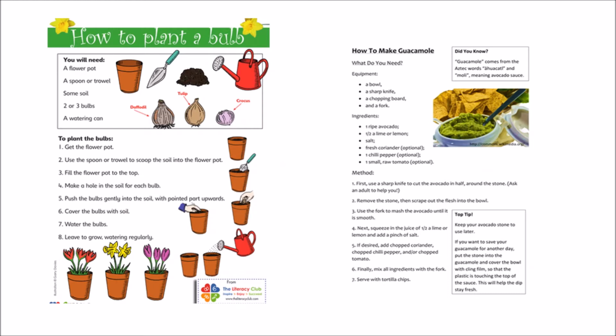Right, here we have 2 examples of instructional text. The first one shows you how to plant a bulb. The second one is a recipe about guacamole. Right, let's look at the first one. You will see pictures that accompany the list of materials needed. So here we have a watering can, we have the soil, and so forth.